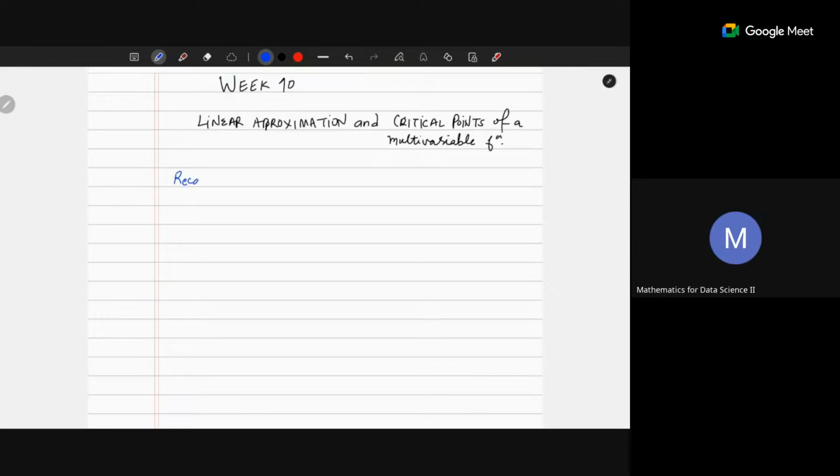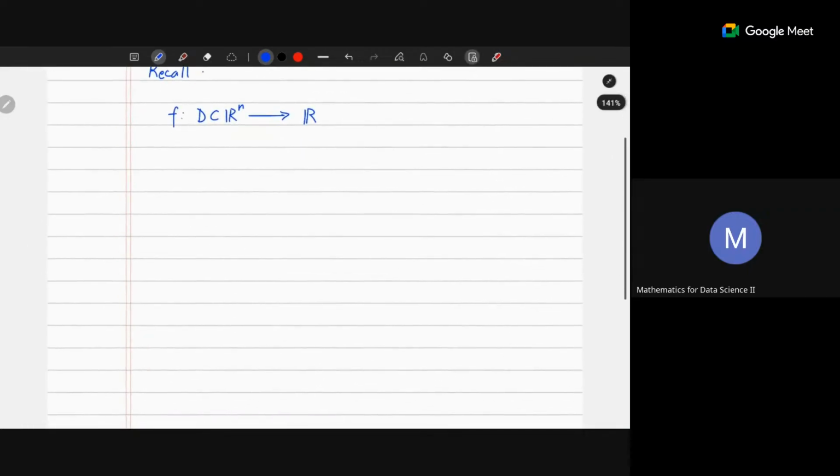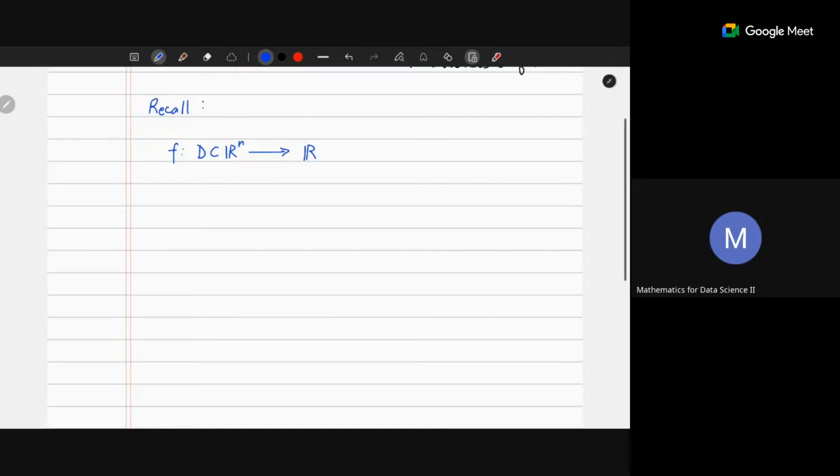So, let f be a function defined on a domain sitting inside Rn to R. So f is a scalar valued function defined on a domain in Rn, and we have already seen how to define the limit of a function, the limit of f. Okay, we have also seen the partial derivative.